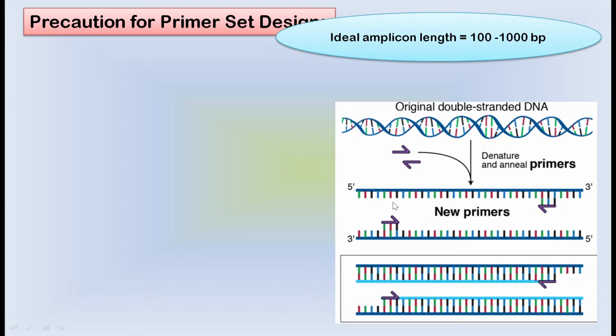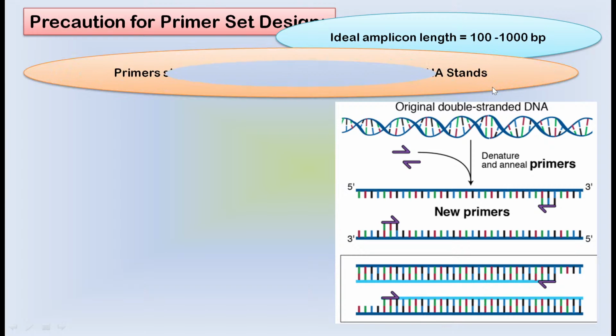This is the forward primer and this is the reverse primer. The region present between these two primers, forward and reverse primers, is known as amplicon length. The amplicon length should be 100 to 1000 base pairs in case of PCR for ideal amplification.